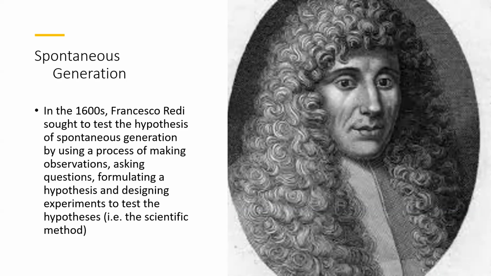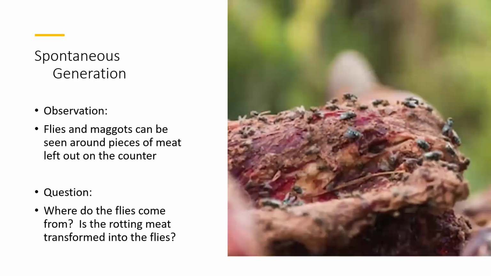All right, so pay attention to Redi's experiment. We're going to go through it together, and there will be some questions on the quiz for this as well. So observations: flies and maggots can be seen around pieces of meat left out on the counter. If you're not familiar with this process, I encourage you to try it out this summer. You will never forget it. And then the question would be, where do flies come from? Is the rotting meat transformed into the fly?